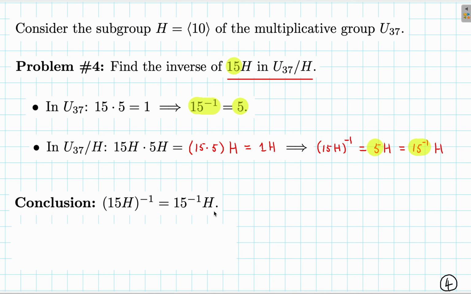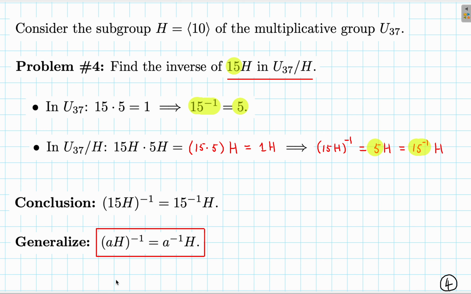And it looks like on the surface that we're just moving around the -1 exponent here, but the reasoning is all in the calculations that we just did above. And in general, there's nothing special about 15. And in fact, the multiplicative inverse of AH is equal to A inverse H.